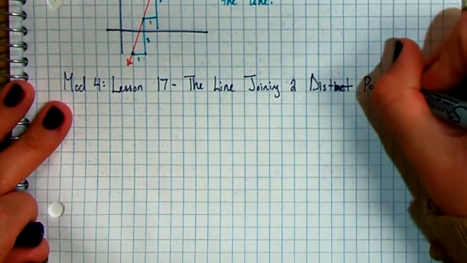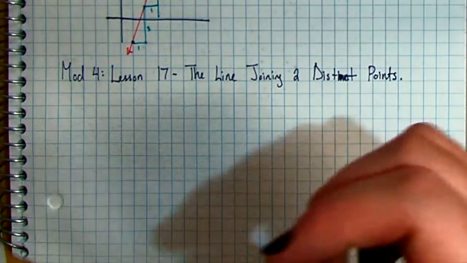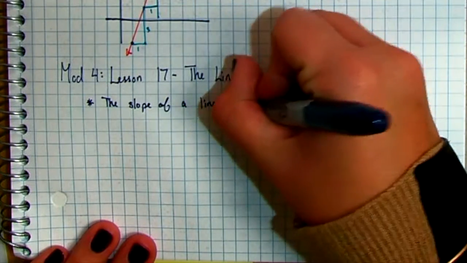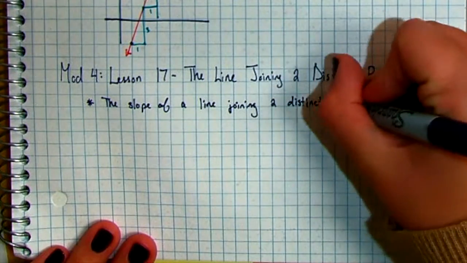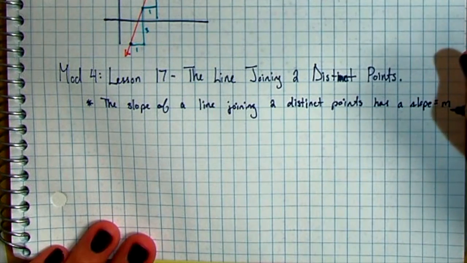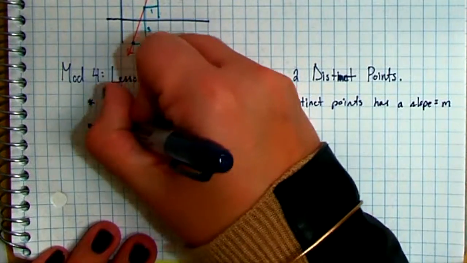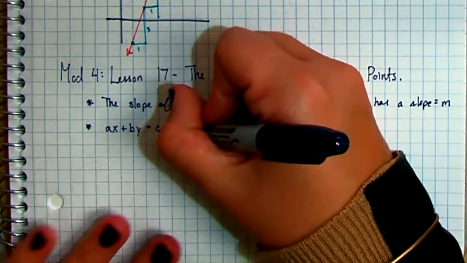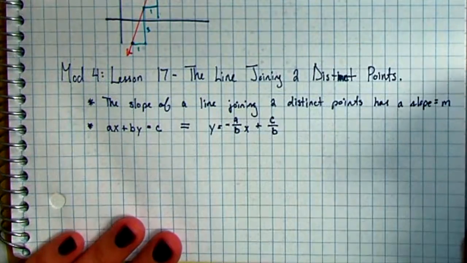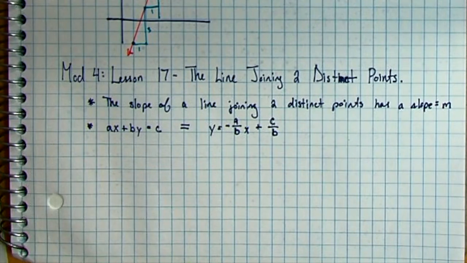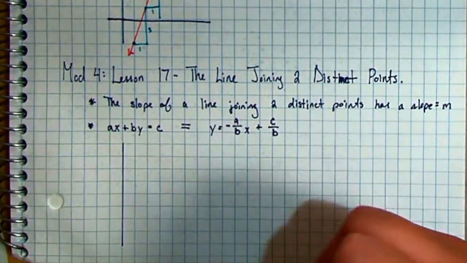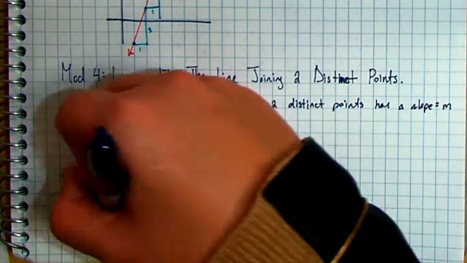Module 4, Lesson 17 says the line joining 2 distinct points. Now, again, when we're looking at a linear equation, we're looking at a line on a graph. The line joining 2 distinct points has a slope which is equal to m. And when ax plus by equals c, that's the same as saying y is equal to -a over b x plus c over b. I just manipulated that equation to change the order of the variables, and I did that using properties of equality.